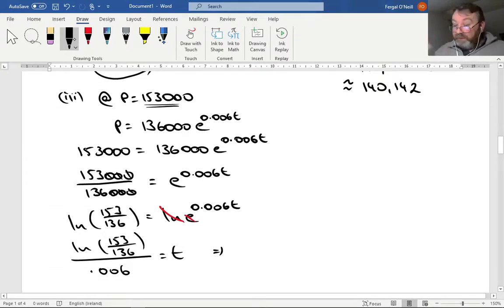And see that? I manipulated, didn't do any calculations until now. So turn on my fraction, put in my natural log, and then another fraction immediately after that, 153 over 136. And it's great that we can build these up on the screen exactly the same way she's written them down. And that comes out as 19.63 years.